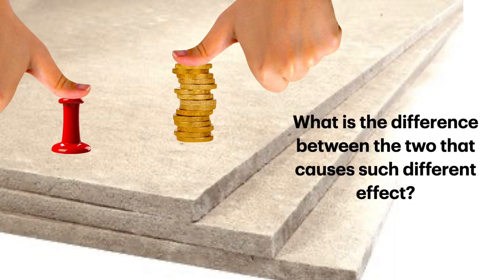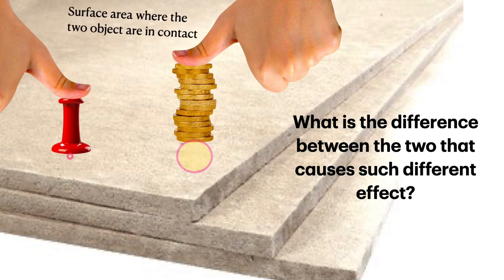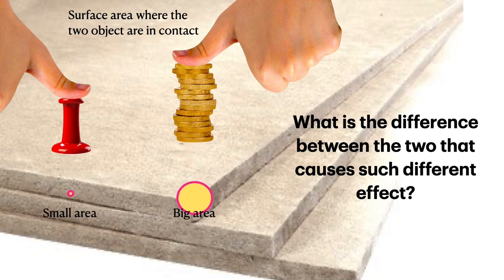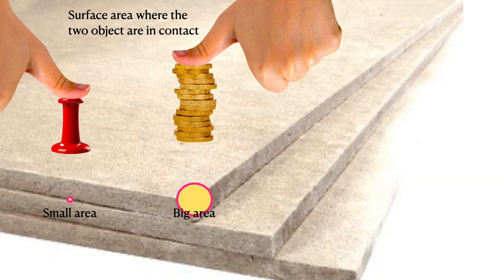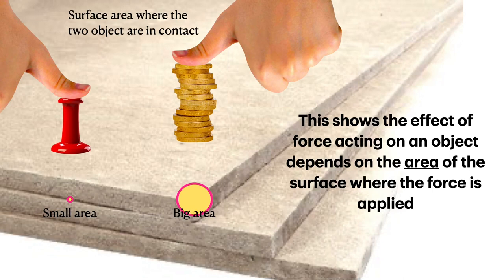But do you really know the science concept that causes these things to happen? The main factor behind the science concept for this situation is the surface area where the objects are in contact with the board. If you observe the situation closely, the surface area is small for the thumbtack, but relatively bigger for the stack of coins. This shows that the effect of force acting on an object depends on the size of the surface area where the force is applied.